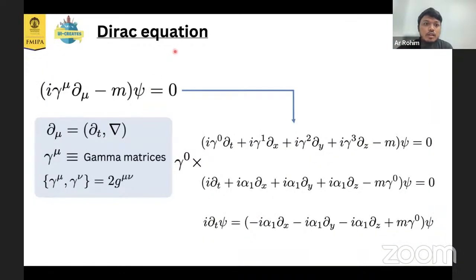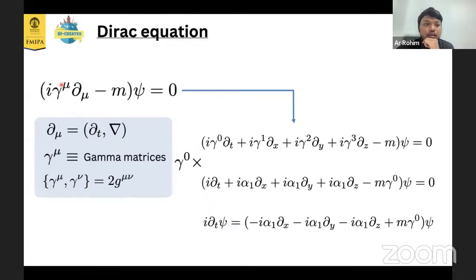We start from the Dirac equation. This one is the Dirac equation: i gamma^mu partial_mu minus mc equals 0. Here mu runs over 0, 1, 2, and 3. If we expand to more explicit expressions, we will have these equations. 0 corresponds to the t component, 1 corresponds to the x component, 2 corresponds to the y component, and 3 corresponds to the z component.